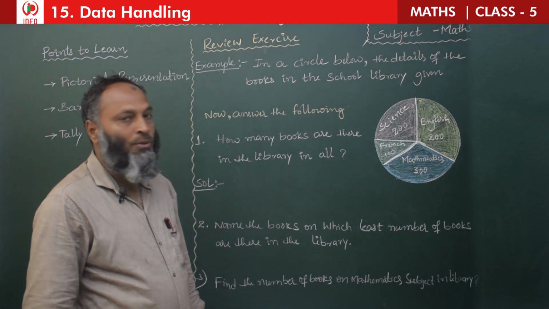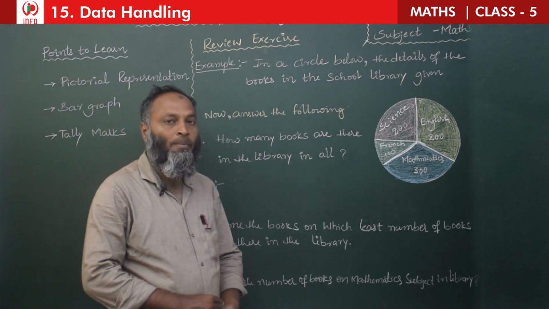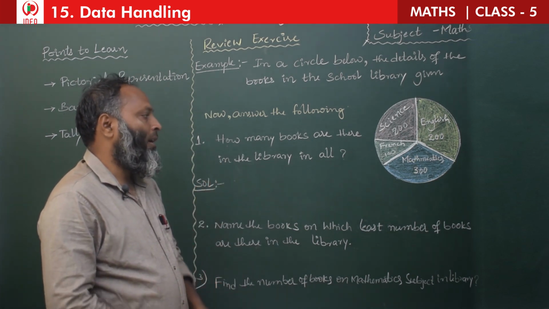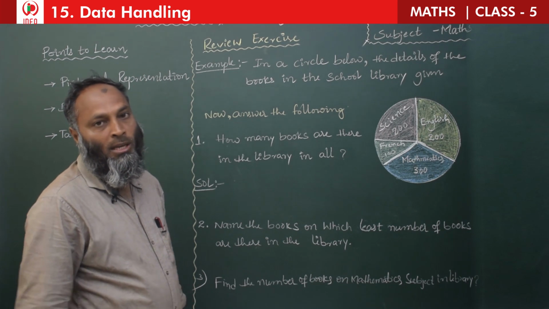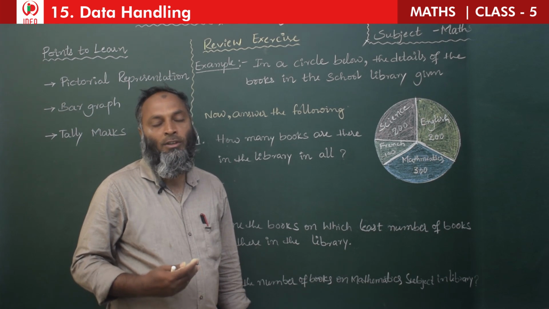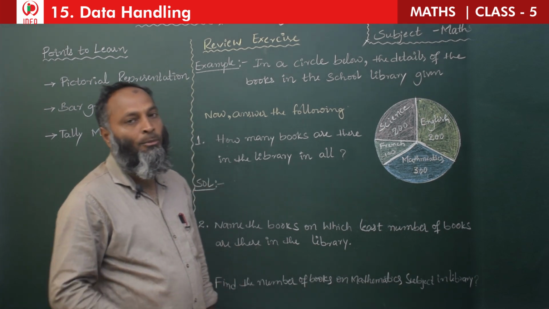Science, 200 books are there in the library. The first question: how many books are there in the library? In all, how many books are there? In all means total, so we should add and tell how many books are there.